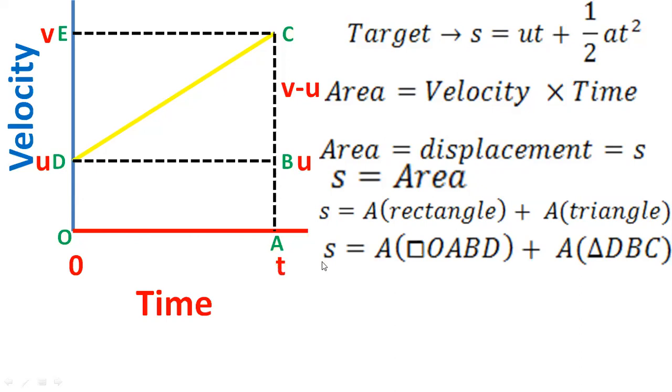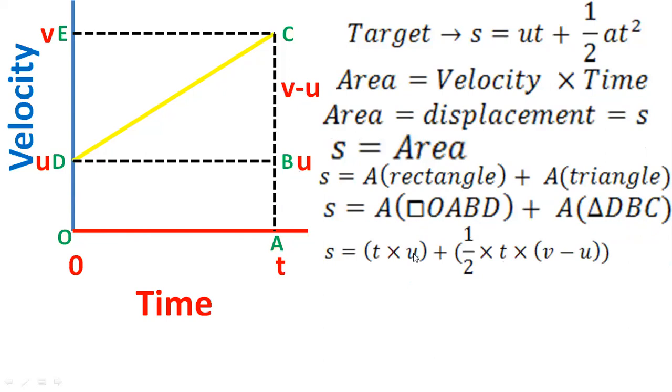So u into t gives the area of the rectangle. Let me put that. u into t is nothing but the rectangle area. Why? Because you can see OA is the length and AB is the breadth. So all you have to do is multiply the OA value, which is t, with the AB value, which is u. So t into u.